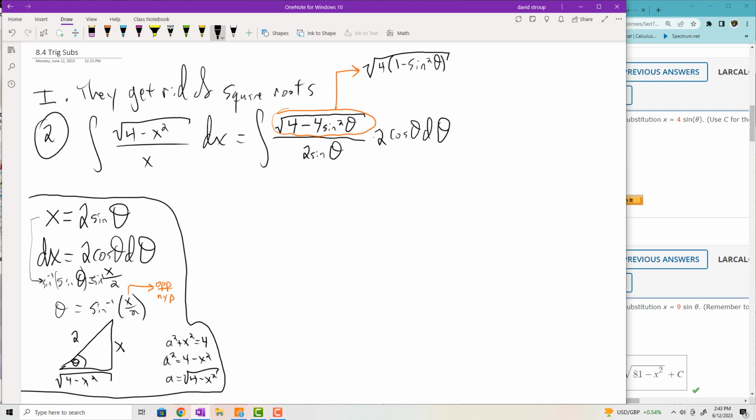And if you've mastered all of the required trig identities that I listed in the trig video, you'll recall that 1 minus sine squared theta is cosine squared theta. So this thing will equal 4 cosine squared theta. And then the square root of 4 cosine squared theta is just 2 cosine theta. Okay, so it gets rid of the square root. It turns this binomial inside of a square root into just one nice function, the 2 cosine theta.